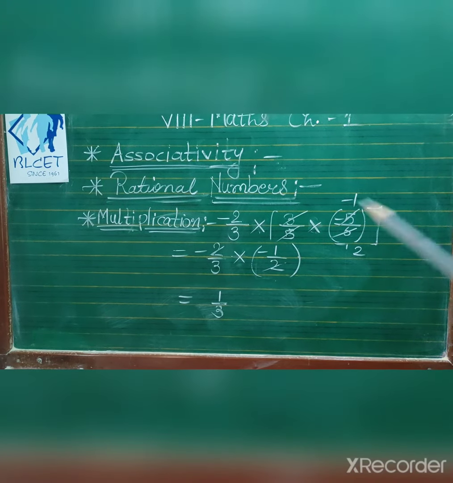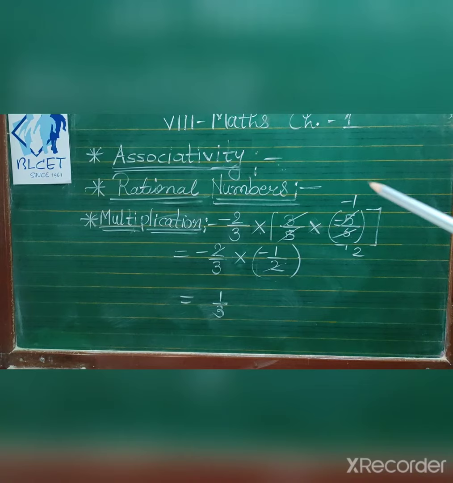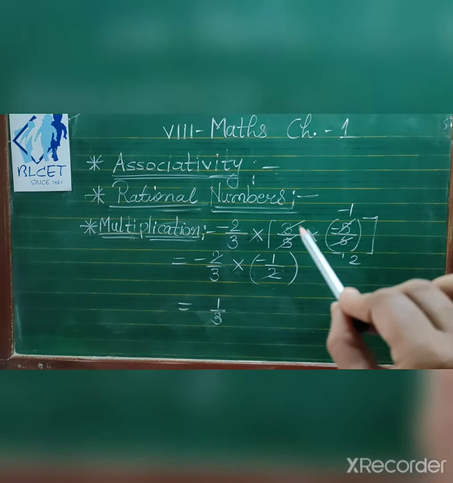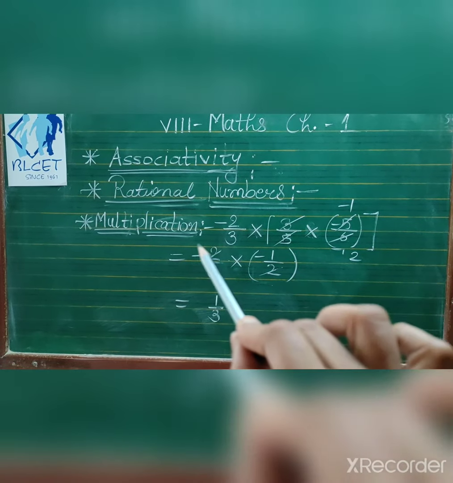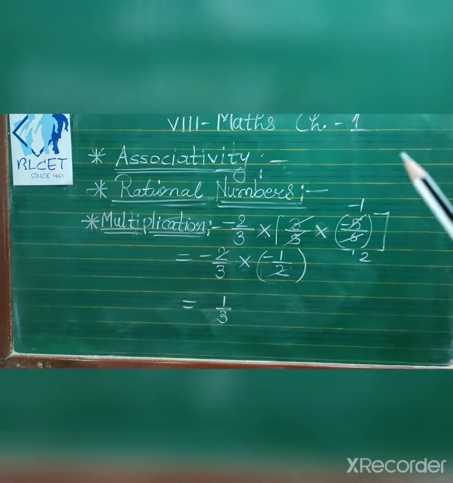5 cancelled by 5, 3 1s are 3, 3 2s are 6, and minus 1 here, 5 1s are 5, so minus 1. So left value is minus 1 upon 2. 2 cancelled by 2, minus minus plus 1 upon 3. Now we will shift the bracket.